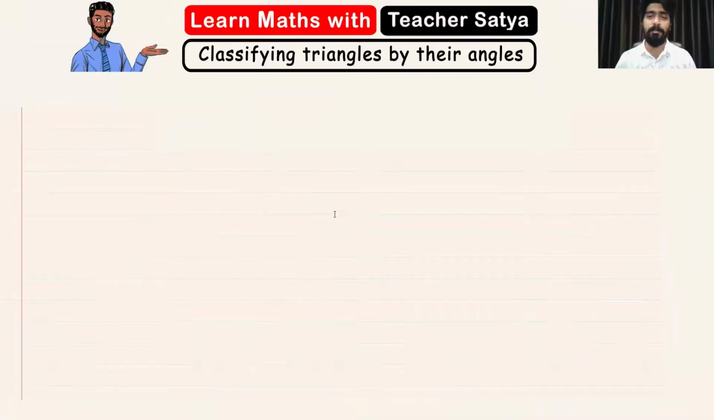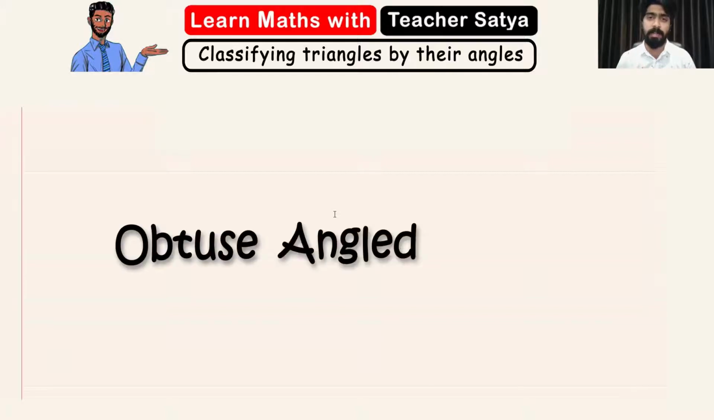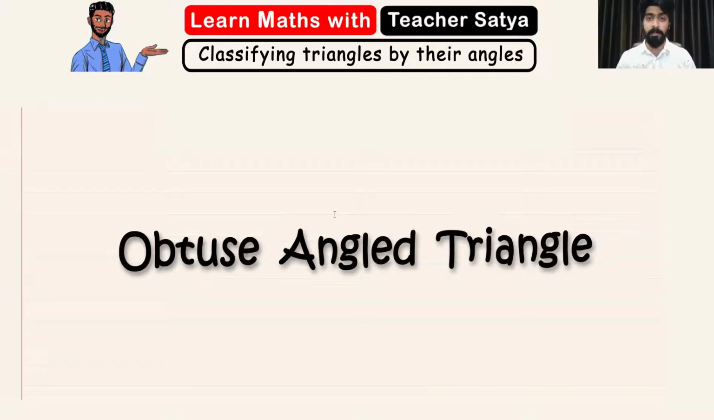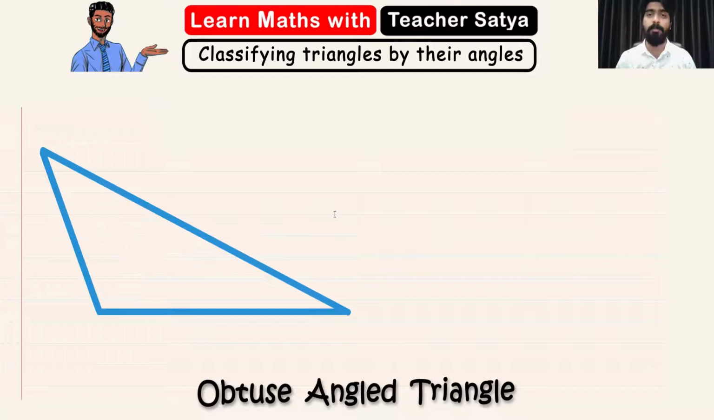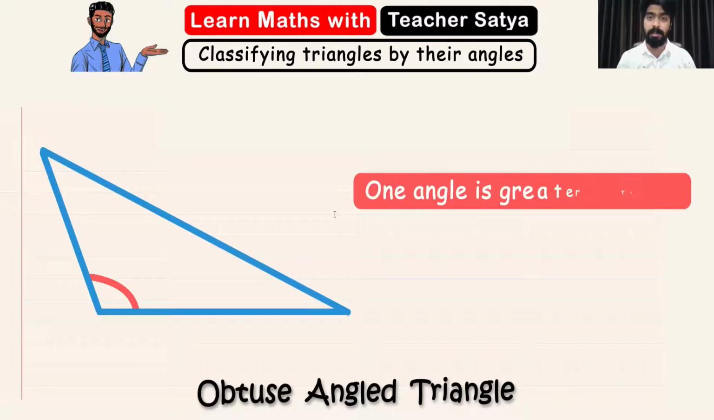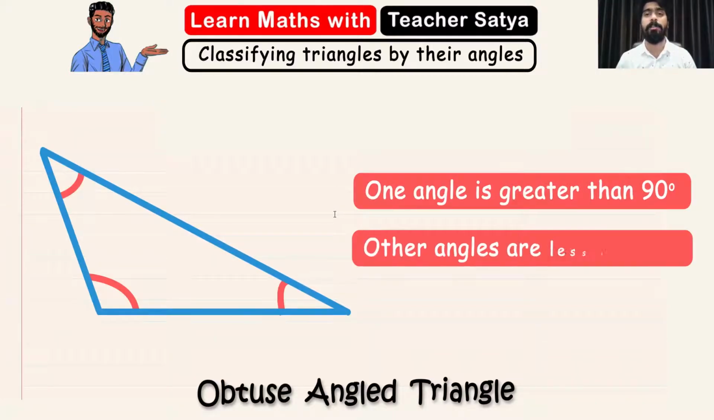The second type of triangle that we'll be talking about is what we call an obtuse angle triangle. In an obtuse angle triangle, one of its angles will be an obtuse angle and the remaining 2 angles will be acute angles.